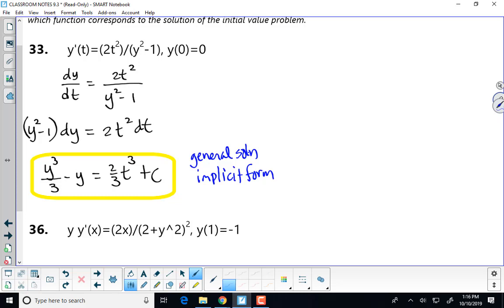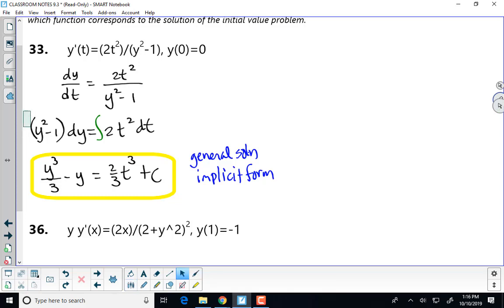Yeah, you were just like, I'm just going to go straight to the integration. Yeah, you can just put an integral symbol right there. Whatever you want to do. Whatever, man, it's all good. Integral right there.